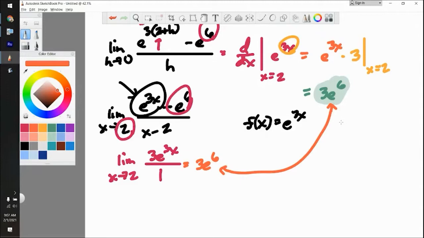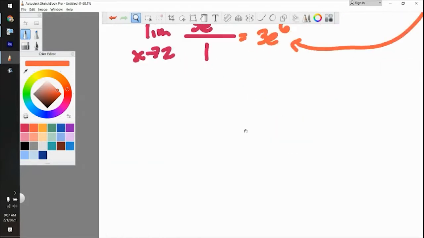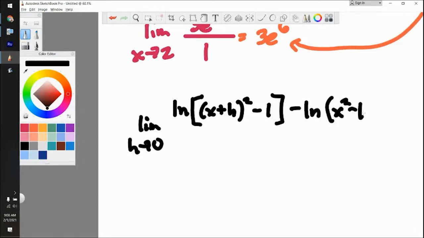All right. Let me try to trick you now. Let's go with the limit as h approaches zero of, here we go. Ready? It's going to be ln of (x plus h) quantity squared. Oops, got a little minus one in there. Sorry about that. Minus ln of (x squared minus one) all over h.